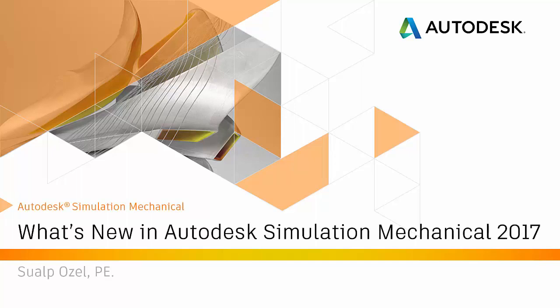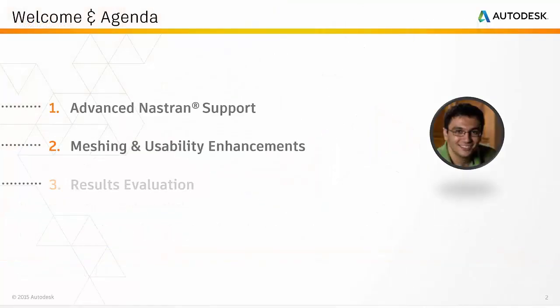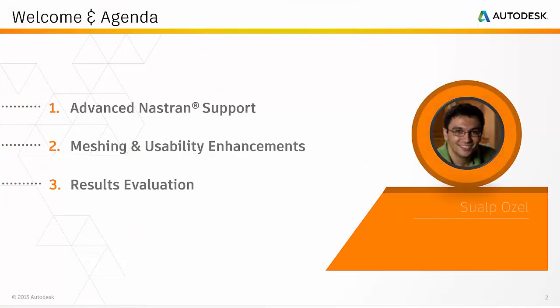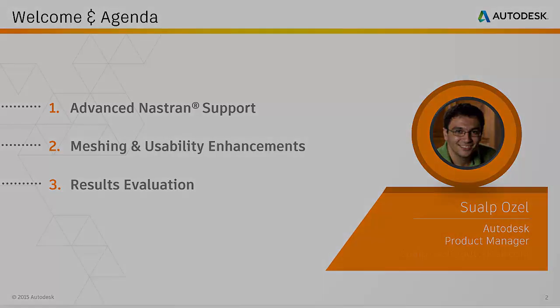In this presentation, I will highlight some of the key improvements we're rolling out with the 2017 version of our simulation software. In this release, we focused our efforts on three key areas: advanced Nastran support, meshing and usability enhancements, and result evaluation. So let's take a quick look at each of these focus areas.